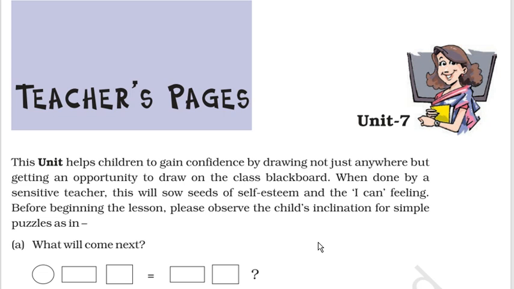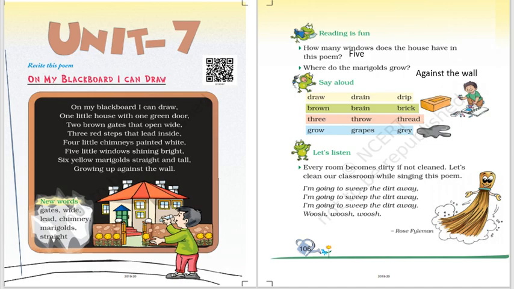Before beginning the class lesson, please observe the children's inclination for simple puzzles, as in what will come next, like this. You can make all these things in your classroom on the blackboard and give an opportunity. Call the child to complete such incomplete patterns, and then you can begin your lesson by telling the poem. On my blackboard I can draw.